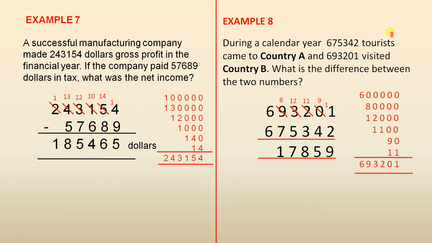Example 8. During a calendar year, 675,342 tourists came to country A, and 693,201 visited country B. What is the difference between the two numbers? Exactly the same thing. You do your trading as you have to, going right along, and you stop when you don't need to do any more trading. You double check that 693,201 is this answer here after you've done all your trading.